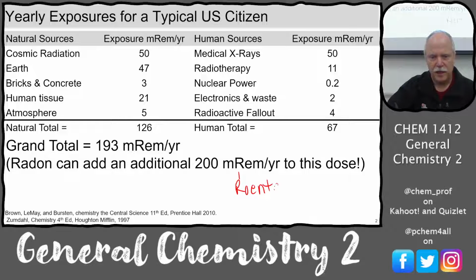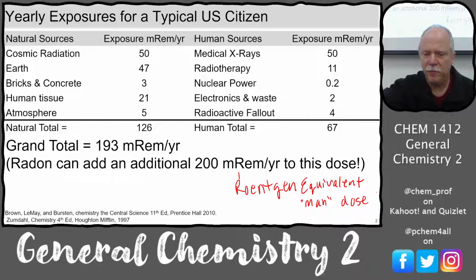So Röntgen's the guy's name. E stands for equivalent. Man dose. I put man in quotes because it's human. And then this M in front of it is milli, so 10 to the minus 3. So these are pretty small doses. We'll see later on what the health effects levels are, but these are our background radiation doses.